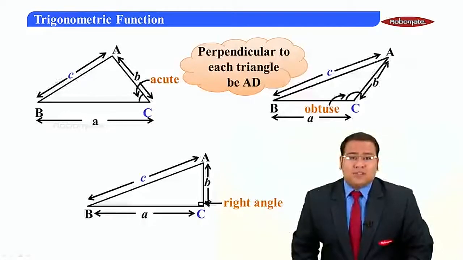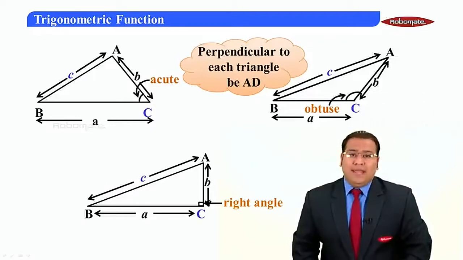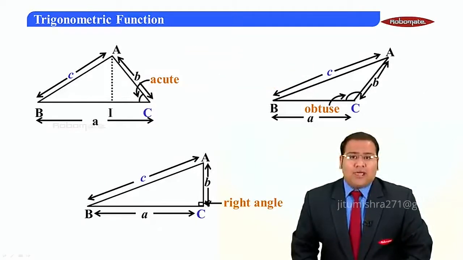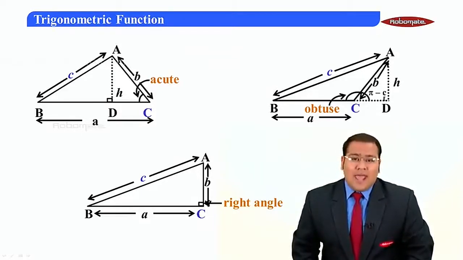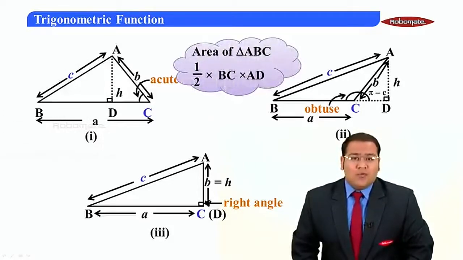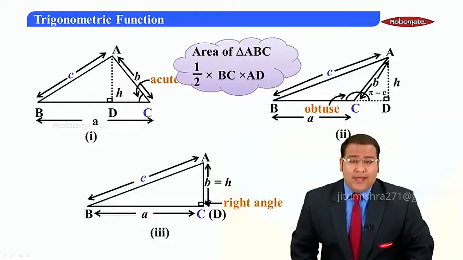In all these cases, let the perpendicular in each triangle be AD. So, in all these triangles, we are drawing a perpendicular, which is nothing but AD, and let AD be h. h is the height. So, moving ahead, we know that area of a triangle ABC is half into base into height. So, it is half into BC into AD.